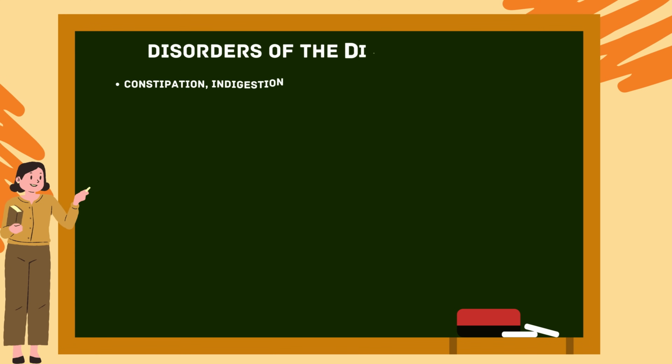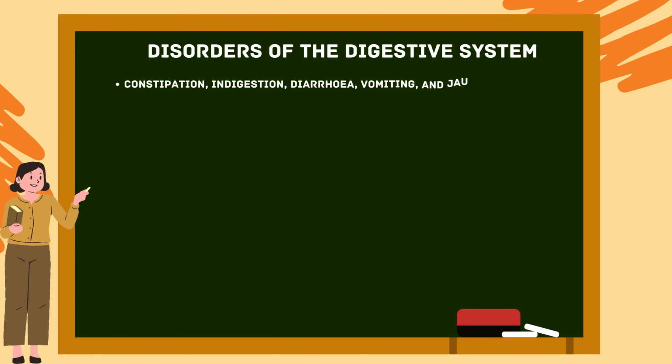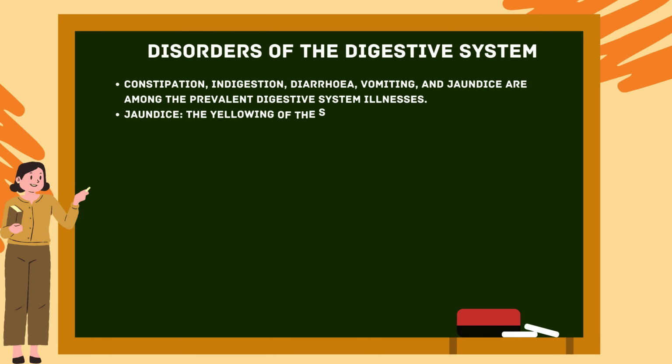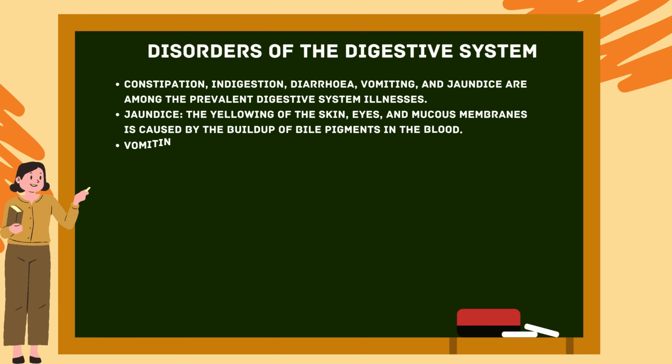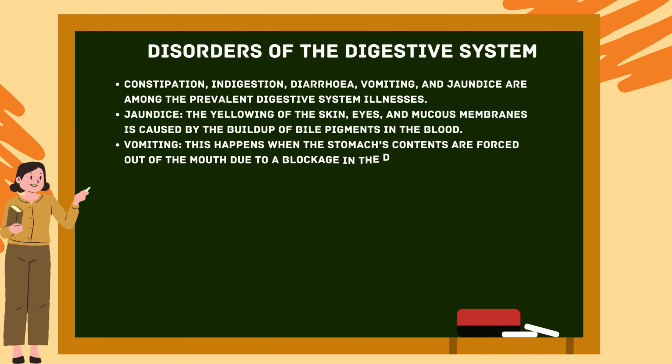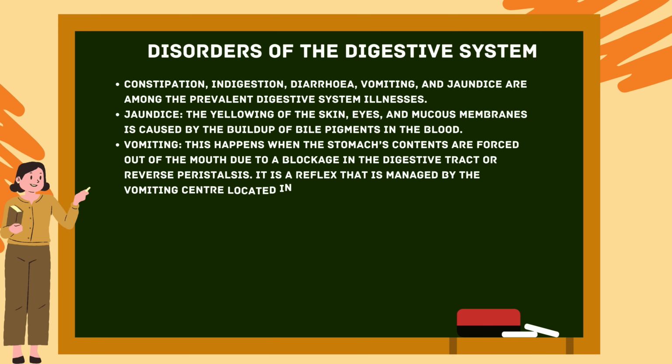Disorders of the digestive system. Constipation, indigestion, diarrhea, vomiting, and jaundice are among the prevalent digestive system illnesses. Jaundice, the yellowing of the skin, eyes, and mucous membranes, is caused by the buildup of bile pigments in the blood. Vomiting. This happens when the stomach's contents are forced out of the mouth due to a blockage in the digestive tract or reverse peristalsis.